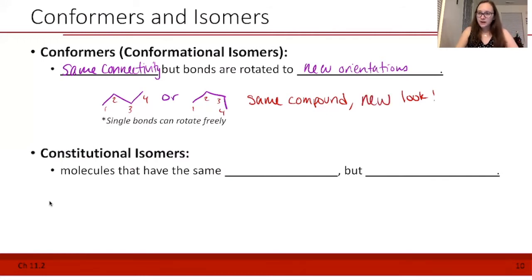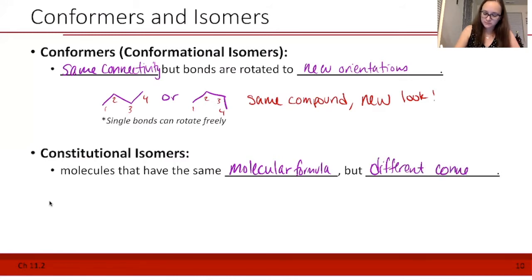Okay, and so the other kind of isomer that we're going to talk about are constitutional isomers. So these are molecules that have the same molecular formula, but have different connectivity. So you're manually moving things. Bonds are in new places. Same molecular formula, but different connectivity.